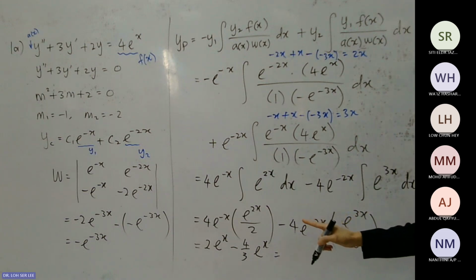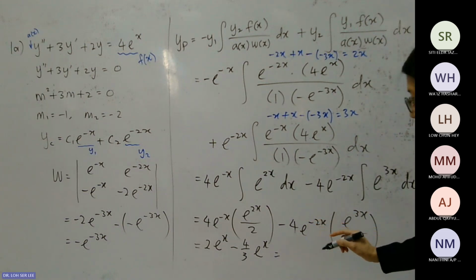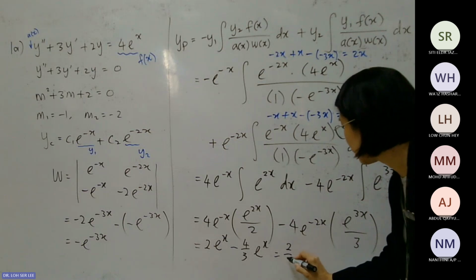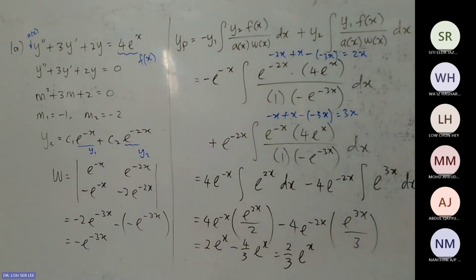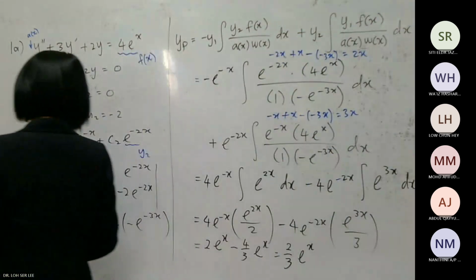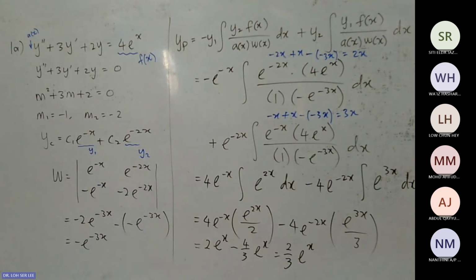So 1 minus 1 over 3, you have 2 over 3 e^x. So this is your yp. Then just combine the yp to your yc, and you get the final solution.